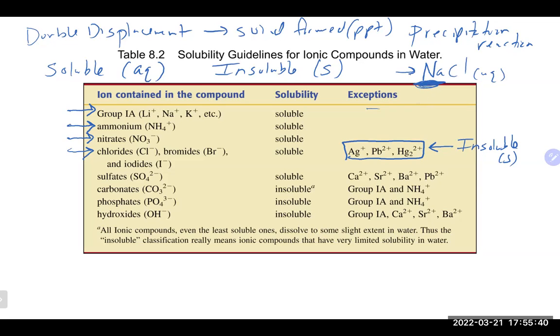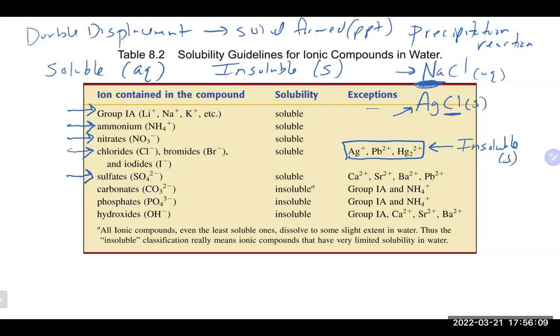If we had something like silver chloride, we would look at the chloride, and it is soluble in everything except for silver, lead, or mercury. In this case, it is silver, which means instead of being soluble, it becomes insoluble. And we would actually get a white solid that would form, which would be the silver chloride in this case. Any questions on that so far?